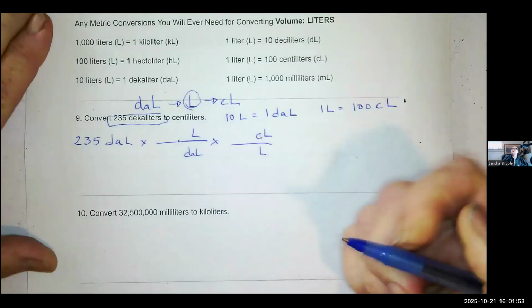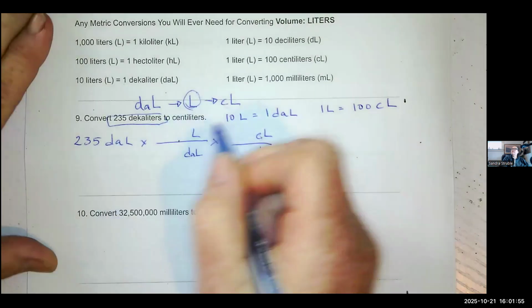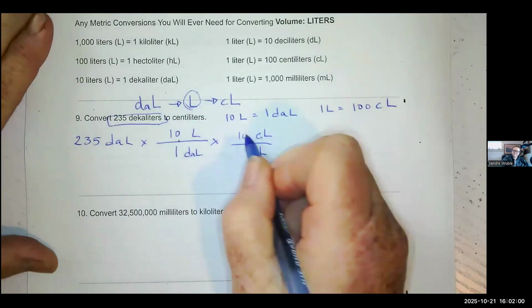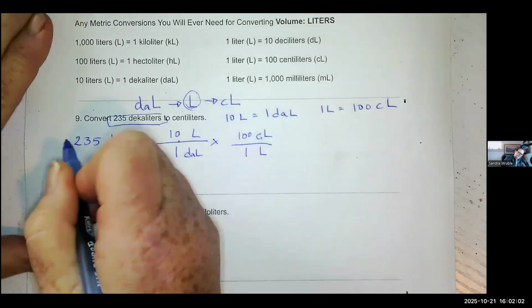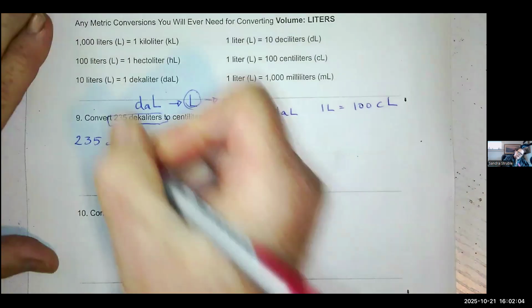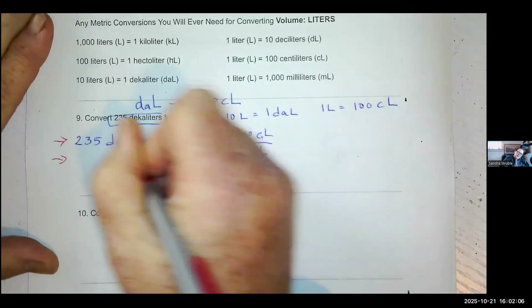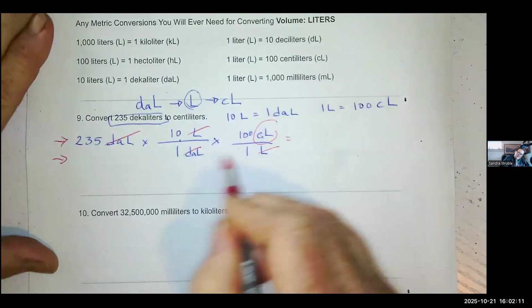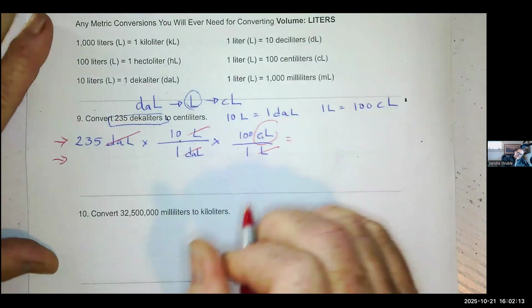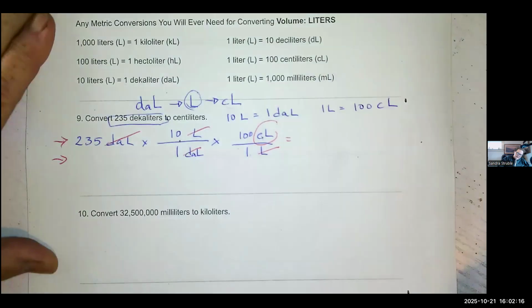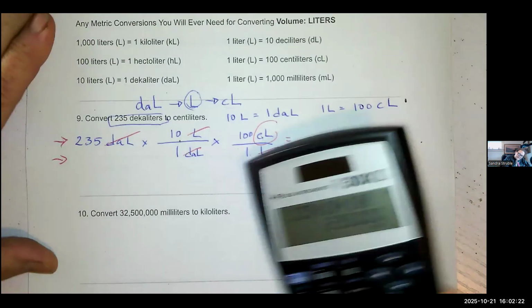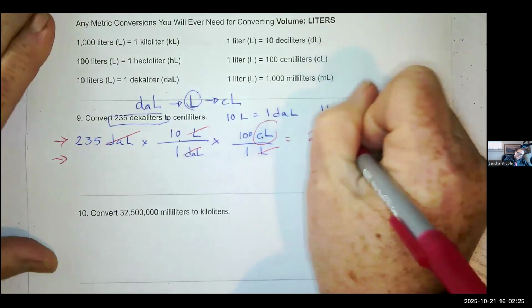So 10 liters is 1 deciliter. 100 centiliters is 1 liter. Multiplying straight across. Deciliters are crossed out. Liters are crossed out. I'm left with centiliters. Fantastic. Notice there's only 1s in the denominator, so I'm multiplying and then I'm done. So 235 times 10 times 100 is 235,000. Do not forget centiliters.